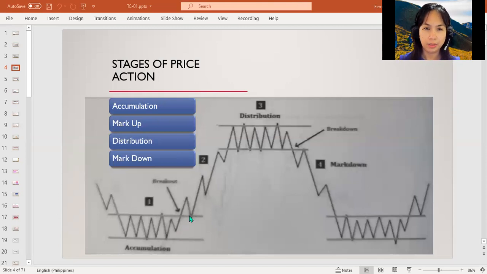Here, the big funds quietly sell in tranches to the public so as not to depress the price and halt the uptrend so soon enough.